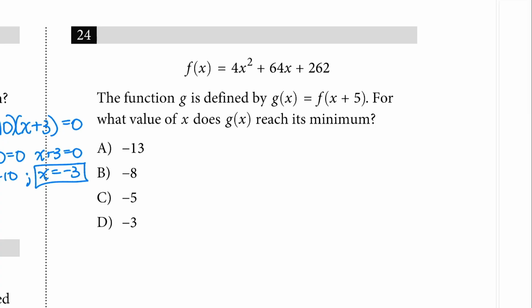The function g is defined by g of x equals f of x plus 5, and for what value of x does g of x reach its minimum? So this problem is most easily done in Desmos. First, what we're going to do, similarly to the last problem that we did with a, b, and c, is replace x with x plus 5, and then we're going to look at the graph and figure out where the minimum x value is.